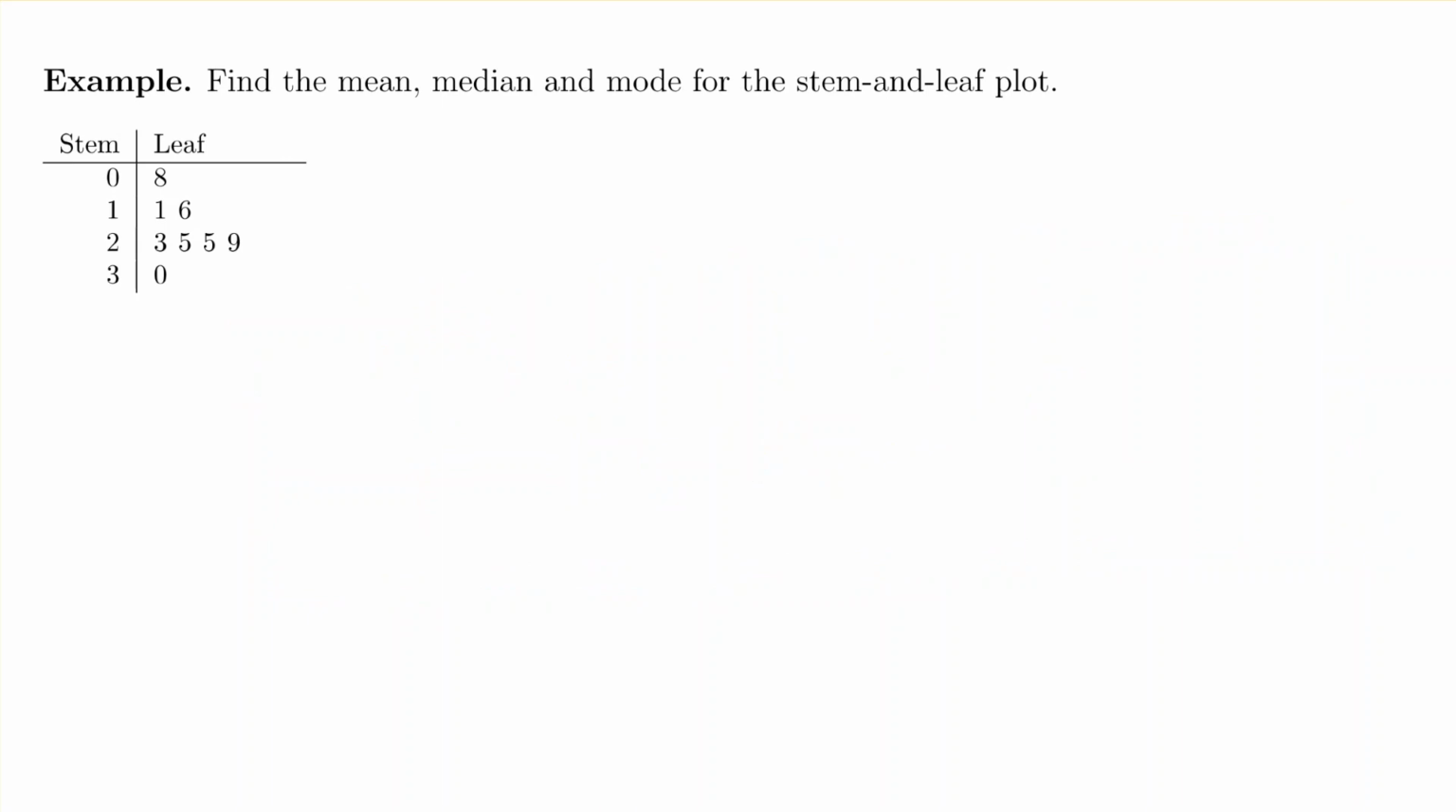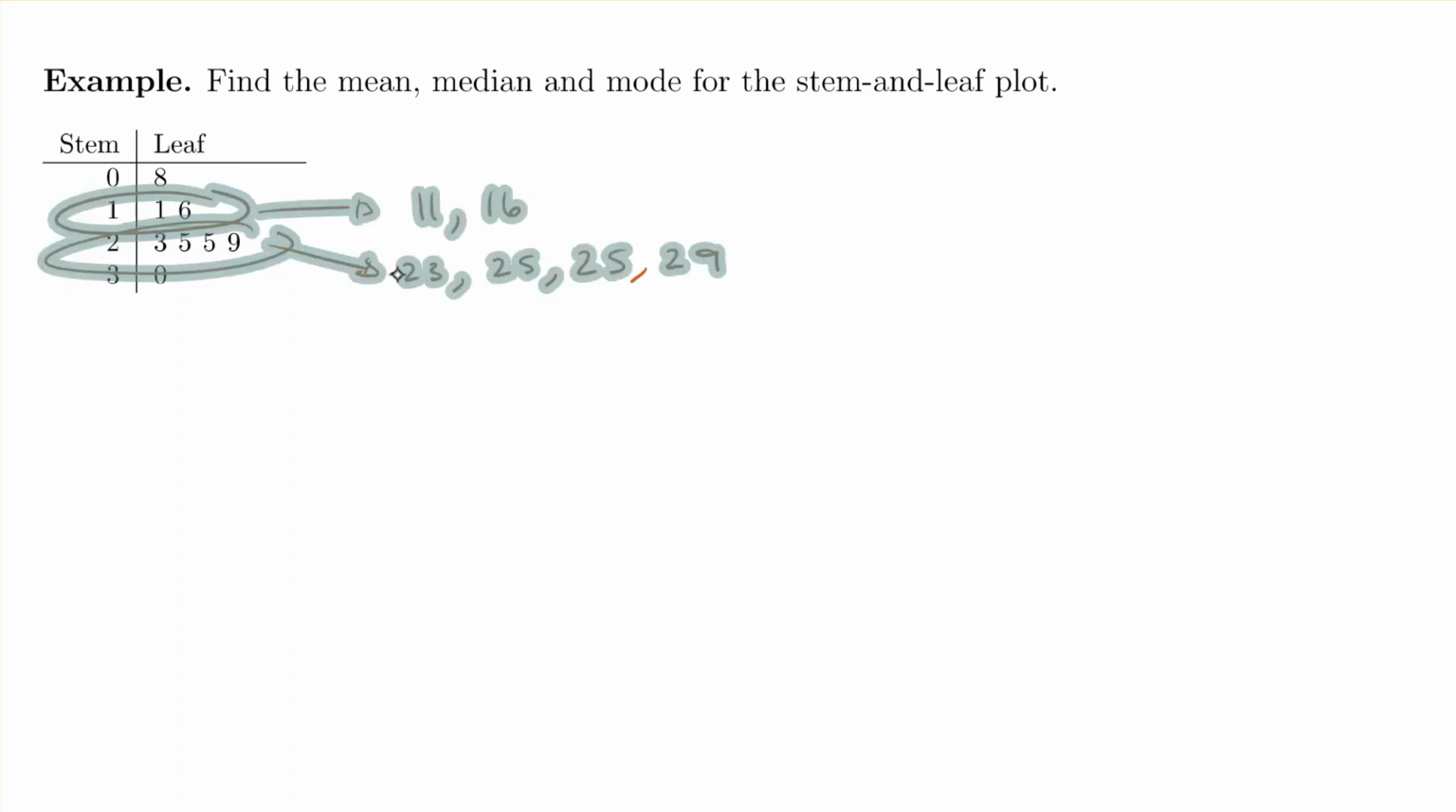So we know the way stem and leaf diagrams work is it has the first digit listed on the stem side, and then the leaves are the second digit, and it's just a way that we could write it out very quickly without reordering. So for instance, this second row, a stem of 1 and a leaf of 1 and 6, that translates to the items 11, 16. This translates to the items 23, 25, 25 again, 29 again. So that's just a quick reminder about how stem and leaves work.